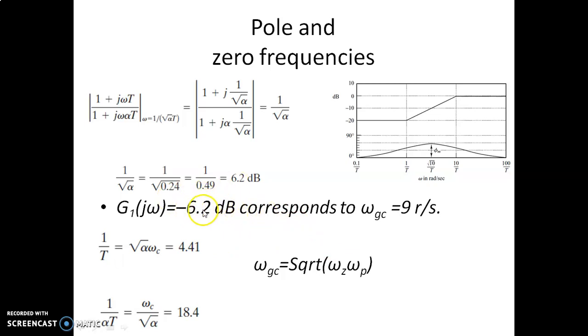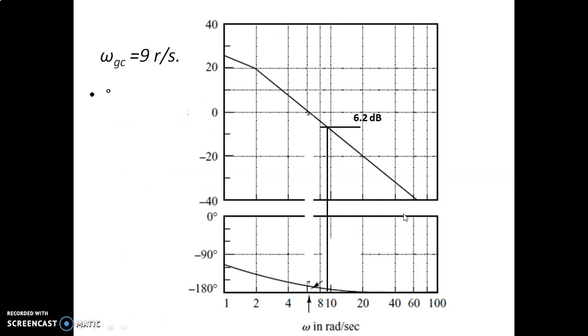Now because this is reduced by 6.2 dB, the omega GC comes out to be 9 radian per second. That's exactly what we have here. So this was the earlier plot. This was actually omega GC, which was happening at almost close to this particular frequency. Since we introduced this phase lead block, that has introduced a negative gain of minus 6.2 dB. So your omega GC has changed to 9 radian per second.